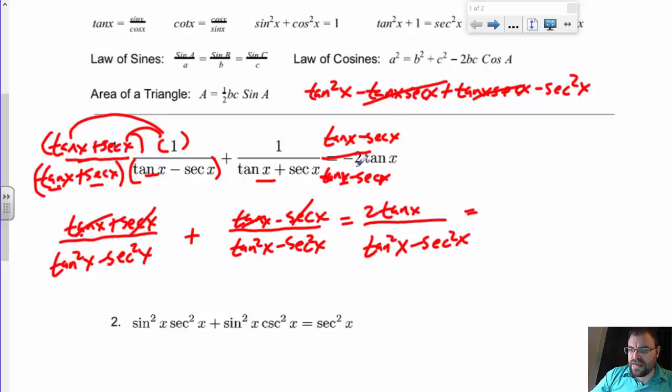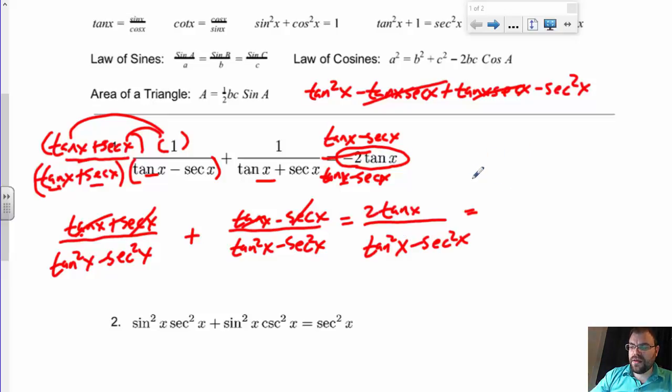Now I have to keep an eye out for what I'm trying to get here, which is a negative 2 tangent x. I have a positive 2 tangent x right here, but that's not what I want. I want a negative 2 tangent x. If I divide 2 tangent x by negative 1, that'll give me the answer that I want. So it hints to me that the bottom here should equal negative 1.